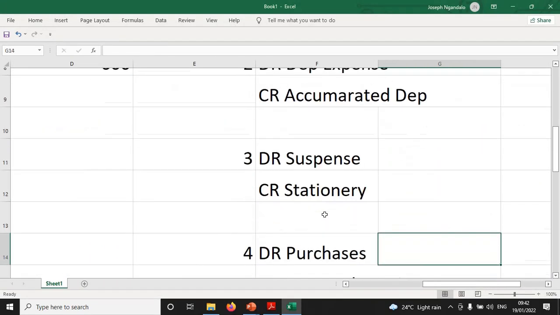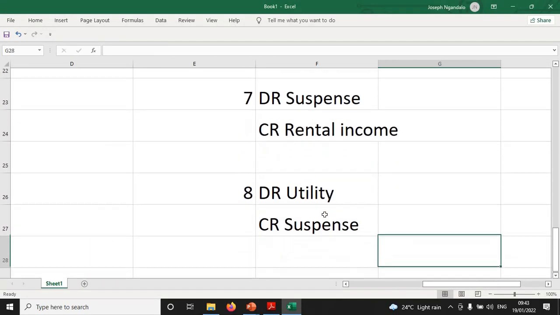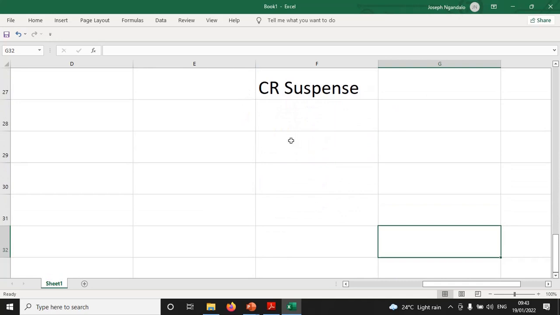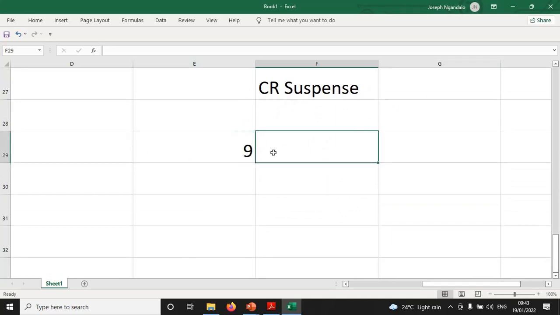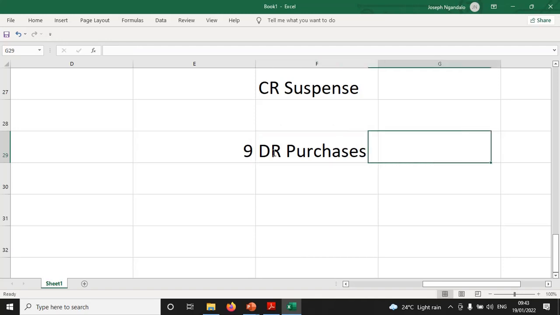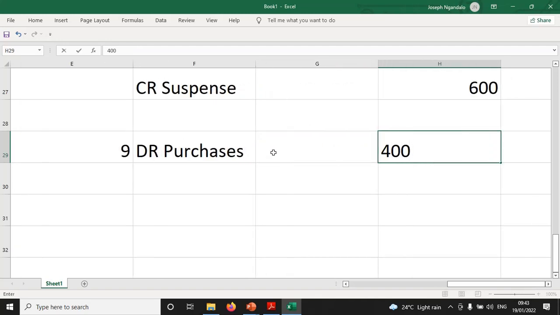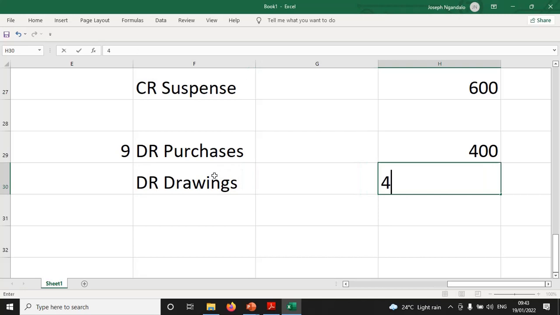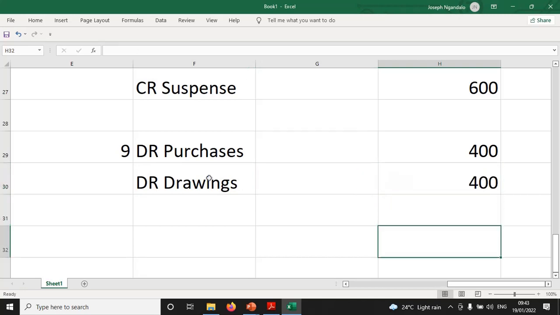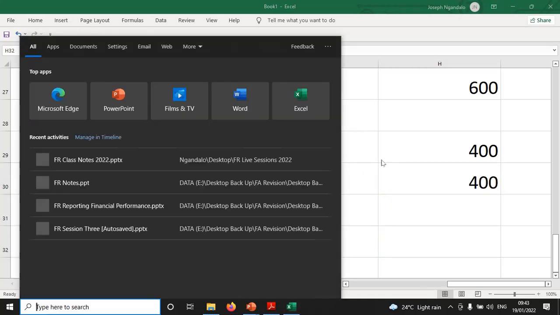So let's begin now. We reverse. Let's begin. We reverse what? This is number 9, eh? So debit purchases, because we were not supposed to credit purchases, right? Yes. 400. Then debit drawings, eh? Is that correct? Cash taken for personal use is what? Drawings. And then credit what? Suspense. Good.